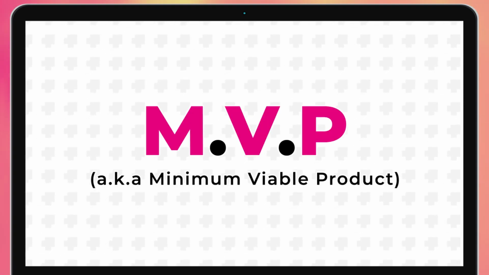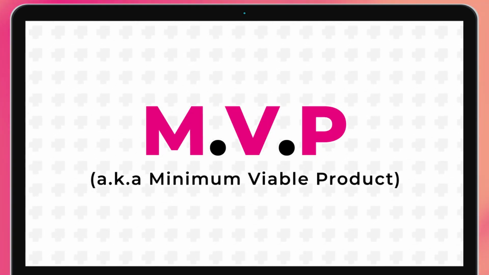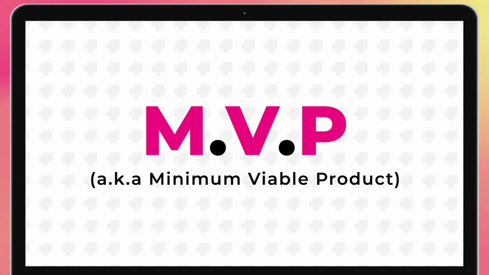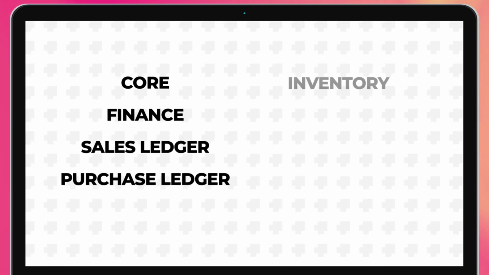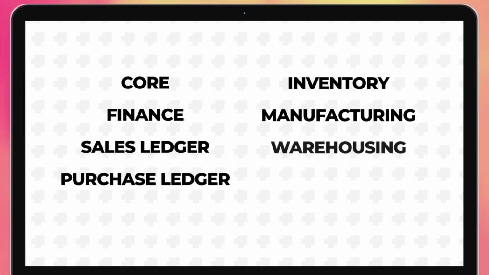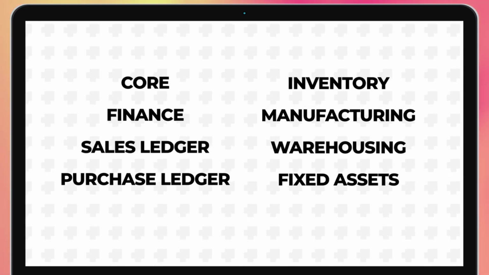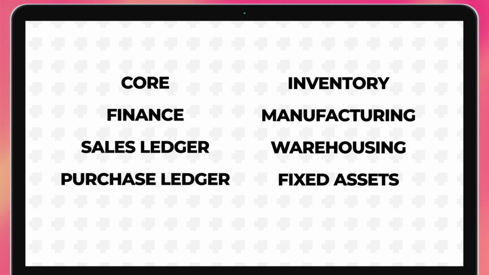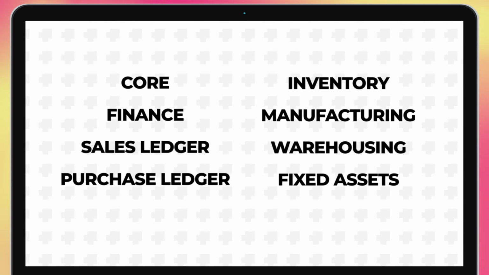At Dynamics Fanatics, we approach implementations differently. We recommend an MVP approach, which is a minimum viable product, to get you going with Business Central as quickly as possible. We approach implementations with a series of packs such as Core, Finance, Sales Ledger, Purchase Ledger, Inventory, Manufacturing, Warehousing, Fixed Assets, and so on. That way you can pick and choose the modules that you want to implement.